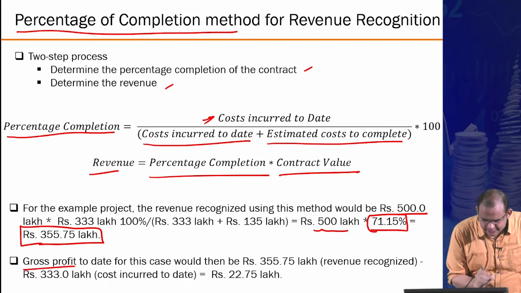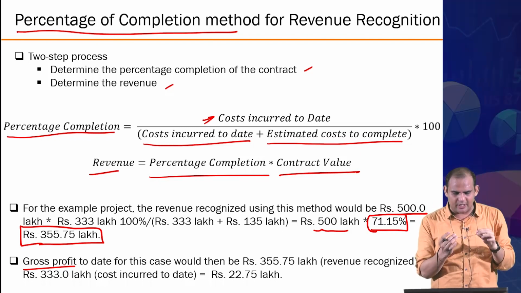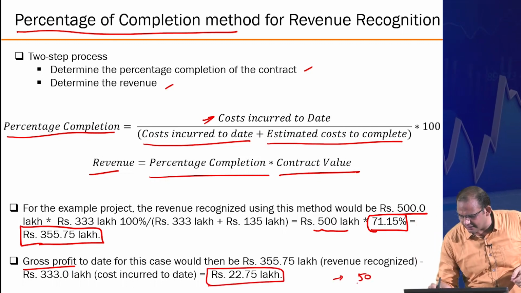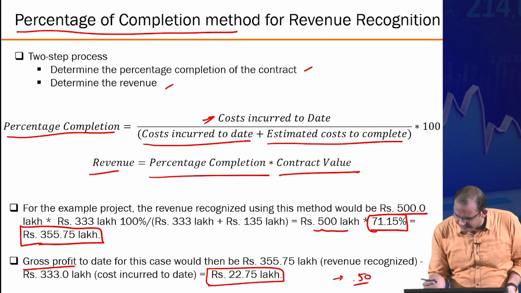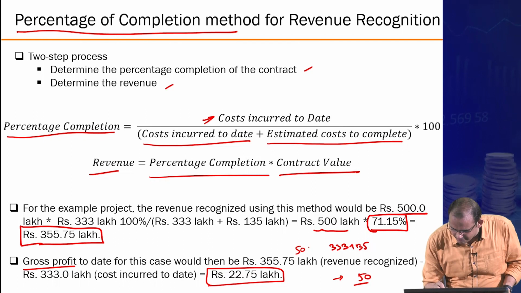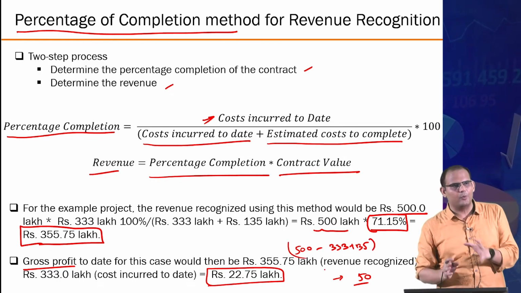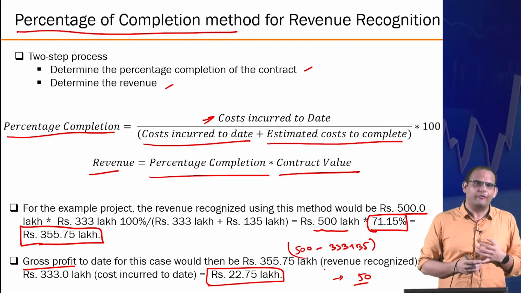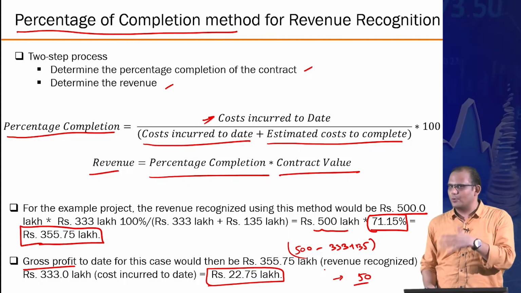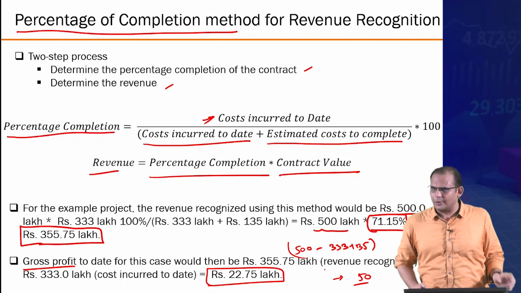In this case, the gross profit to date would be the revenue that you have recognized minus the cost that you have actually incurred. So this is essentially out of the 50 lakhs that you are expecting, that is 333 plus 135, 500 minus this is the total profit that you are expecting, right? Out of that, about 22 lakhs you have actually gotten so far. That's the kind of estimate. So this is a more acceptable method, and this is the most standardized method that a lot of companies use and is also described by our Indian code.